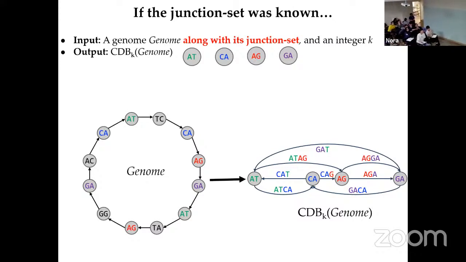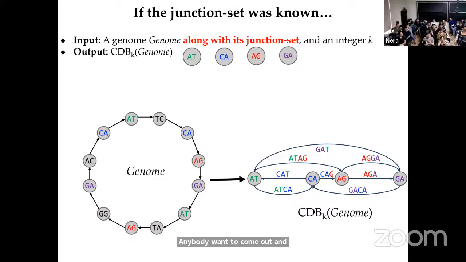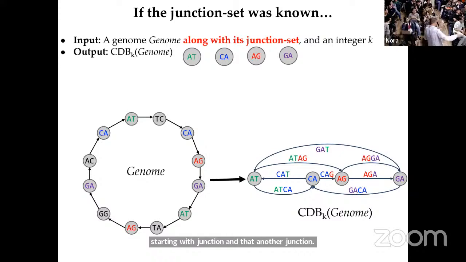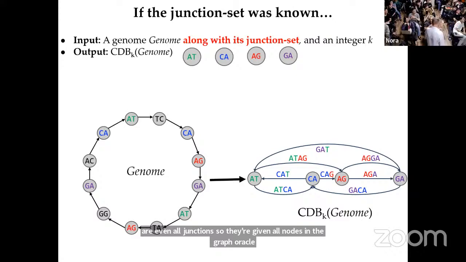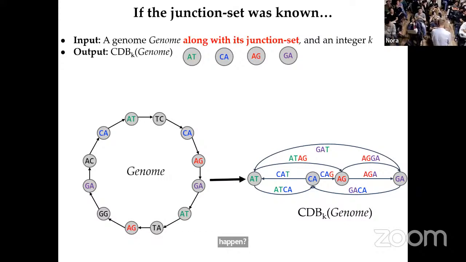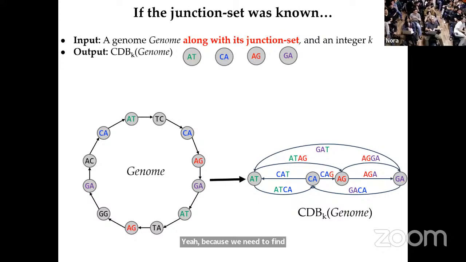Anybody want to come up with a proposal? Look at all the sequences that start with a junction and end with a junction. We are given all junctions, so we are given all nodes in the graph. We don't know the nodes of the graph, but the oracle gave us these nodes. Can we construct this graph? We need to find which edges to draw and what the labels on the edges are. How do we find them? Let me give you a hint.